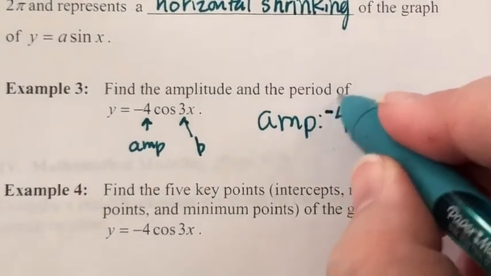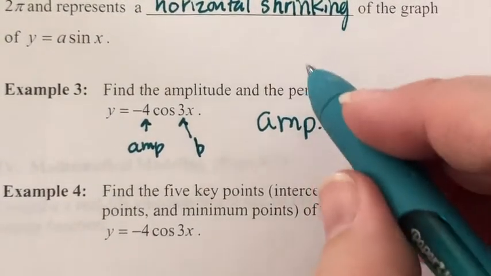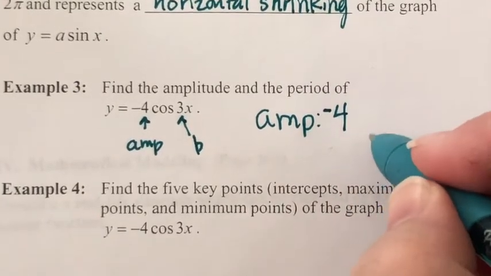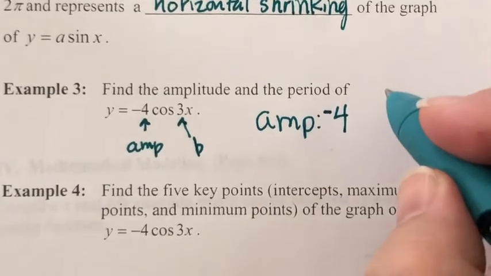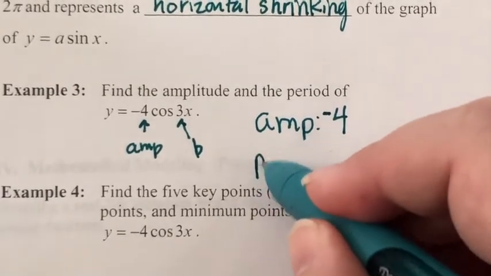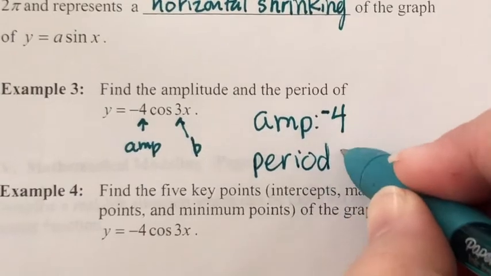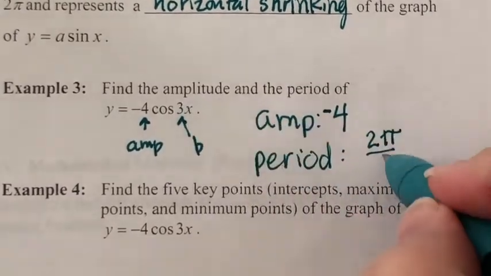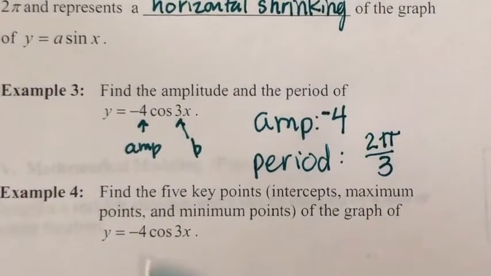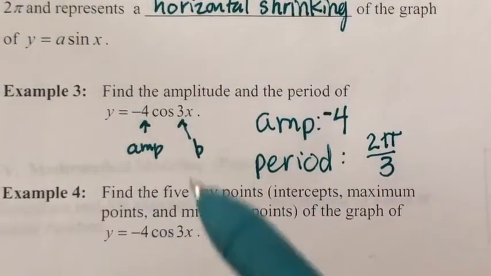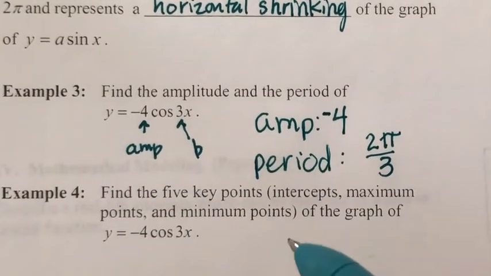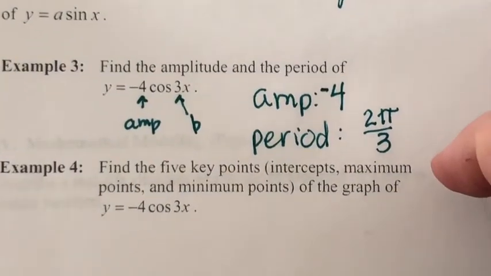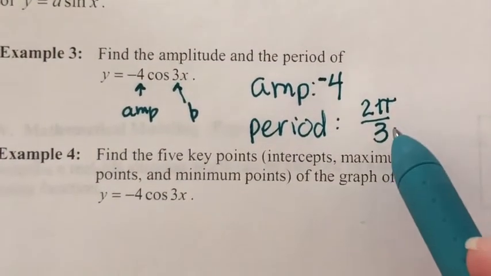Because we know that that would give it a reflection. So instead of starting up, going down and back up, it would start down, go up and back down. And then the period, we take our 2 pi and divide it by that b, which is 3. So that means it's going to make one full rotation, going down, back up, and down in 2 pi thirds. So it's going to be faster. Instead of 2 pi, it's going to be 3 times as fast.